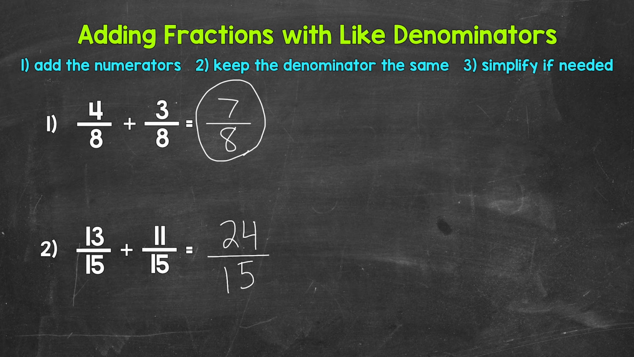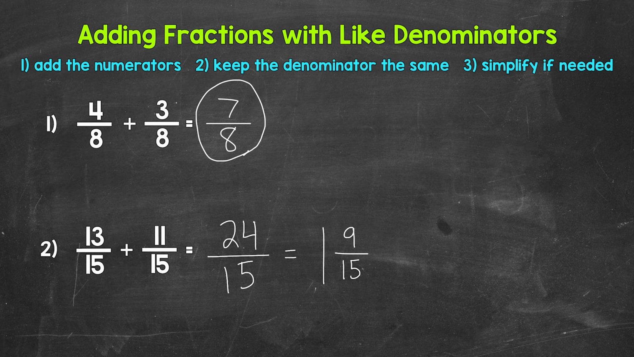How many 15s in 24? Well, 1 whole 15. So that's our whole number of our mixed number. 1 whole 15 gets us to 15 out of that 24. So what's our remainder? What's left? Well, 9. That's the numerator of our fractional part of the mixed number. And then we keep that denominator of 15 the same. So we get 1 and 9/15, which is correct.